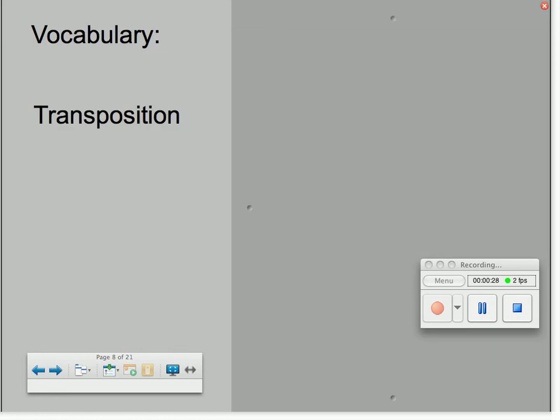Today, transposition is the last thing that we need to know. It's the next thing that we're learning, and it's the last thing that we're actually going to be changing in terms of algebra.